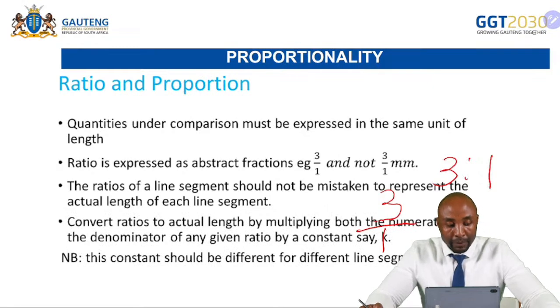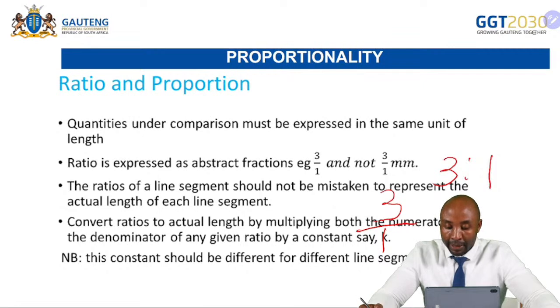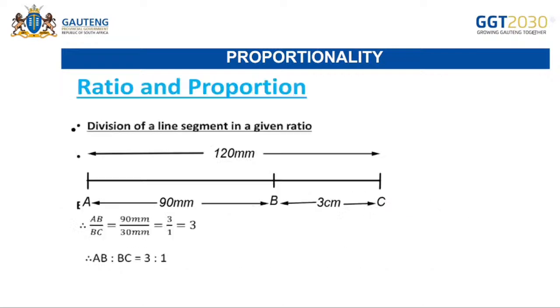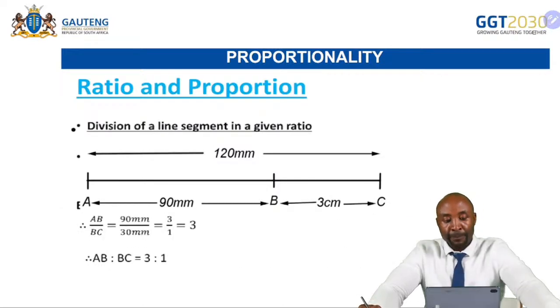Now, please note that you need to make sure that we convert the ratios to actual lengths by multiplying both numerator and denominator of any given ratio by a certain constant, which we shall call K for now, but it depends on what you like. You will see as we solve problems moving forward. Now, the constants should be different for different line segments. You will see this as we approach the different questions.